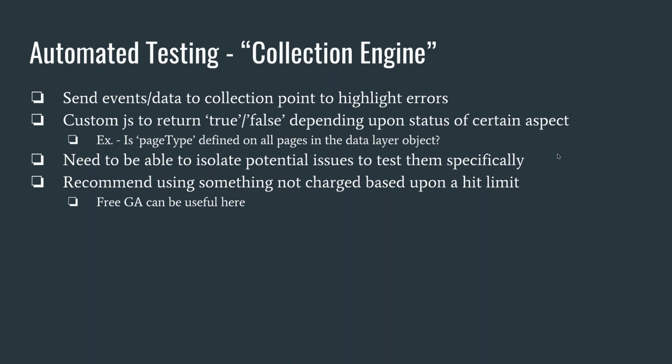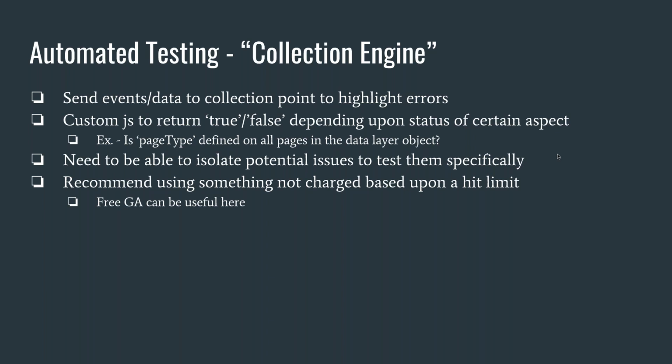We would always recommend using something that's not charged based upon a hit limit. If you're going to do something like this with the collection engine, free GA can be useful here because sampling for reporting doesn't matter. All you're looking for is specific events that would be sent in there. But one downside here, there is typically with any sort of a free solution, going to be a little bit of a lag in terms of the time that it's going to take.